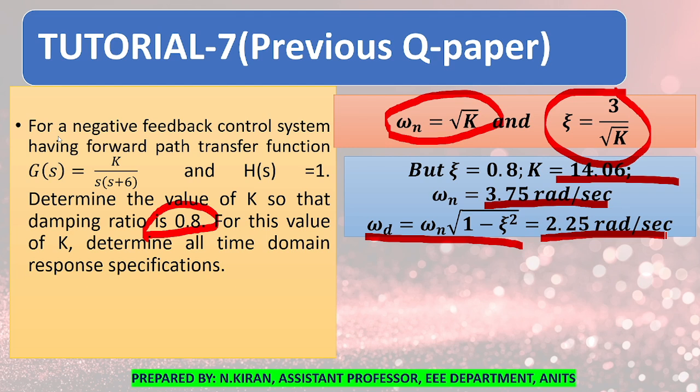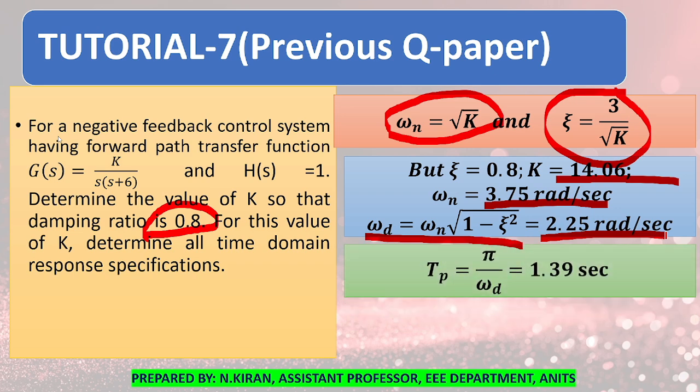So the first part is completed. Next we need to find the time domain specifications. So peak time is pi by omega d. Just by substituting the value will give me the value of peak time as 1.39 seconds.